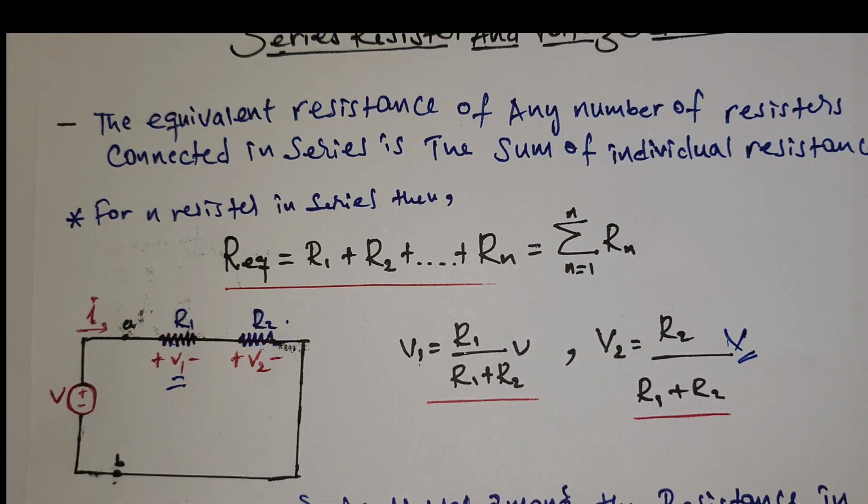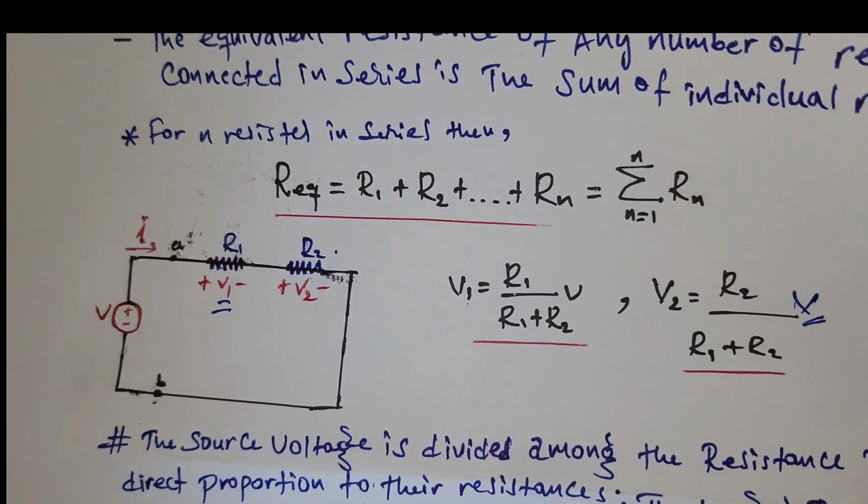This is how we can calculate the voltage division, or it is known as the principle of voltage division. It helps us determine the voltage drop across the individual resistors. We're going to solve more problems on this in the next session, the problem solving section.